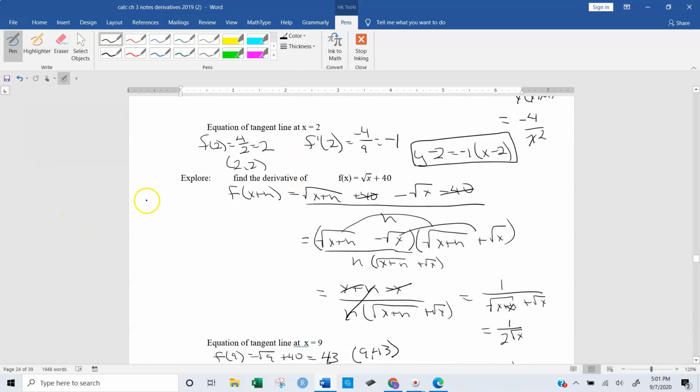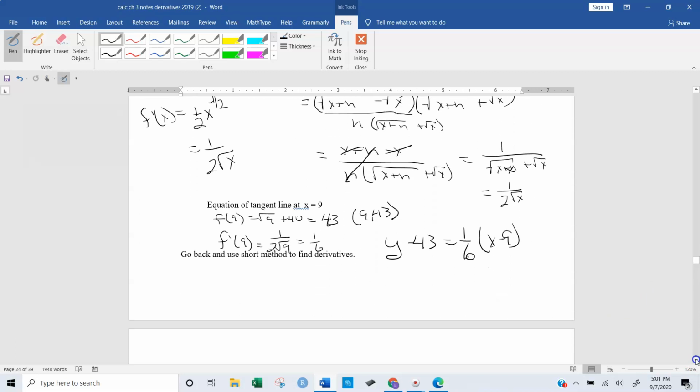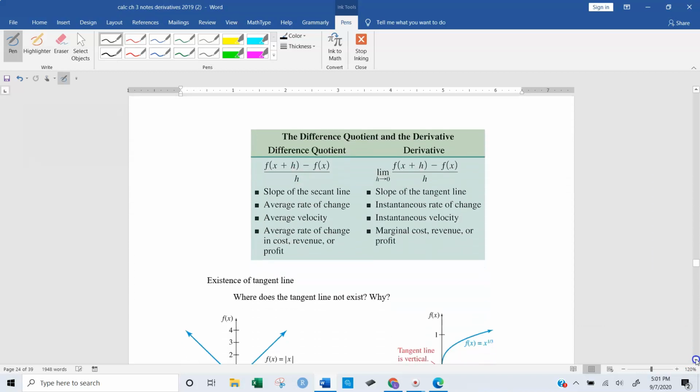Okay, try your shortcut and see if you can get it. So the first step is you take f of x and you write this as an exponent. So you have x to the 1/2 power plus 40. So now your first derivative: bring the 1/2 down, x to the negative 1/2 power. 40 has none, so it goes away. Negative 1/2 means it's in the denominator, so it's 1 over 2 square root of x. Kind of a cool little shortcut, huh? Now that you know how it works, you can use it all the time.